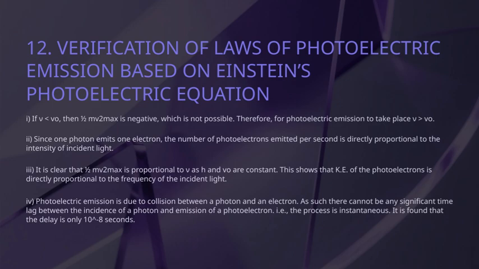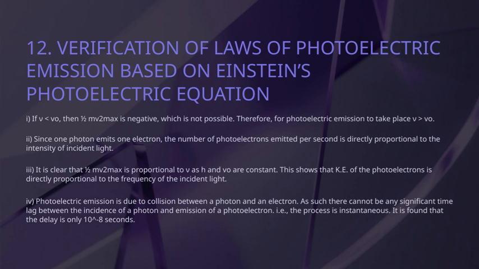Moving on, we see that the maximum kinetic energy of the emitted photoelectrons, which we denote as 1/2 m v² max, is proportional to the frequency of the incident light, ν. This is because Planck's constant, h, and the threshold frequency, ν0, are constant. So this relationship tells us that the kinetic energy increases linearly with the frequency of the light.